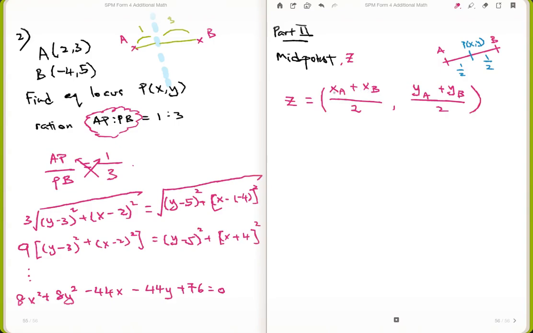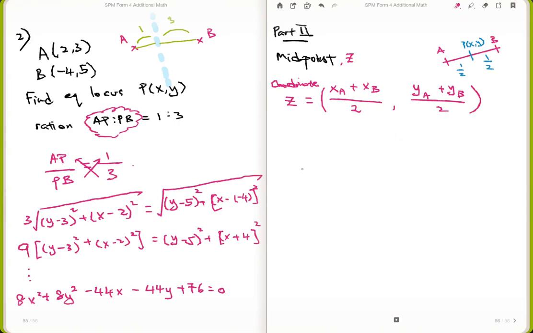The previous section is on distance. We use y2 minus y1. It's different, yeah? For midpoint, you sum all the x by 2, you sum all the y by 2, you get the coordinate. Because this is a coordinate. That's why this is the x coordinate, this is the y coordinate.